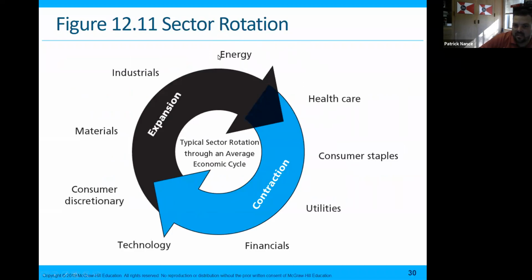would be ones you'd want to be invested in if you think we're moving from one to the other. So if we're moving from an expansion to a contraction, you might very well want to be invested in energy and healthcare. If we're moving from a contraction to an expansion, you might want to be invested in technology and consumer discretionary funds or discretionary purchasing.